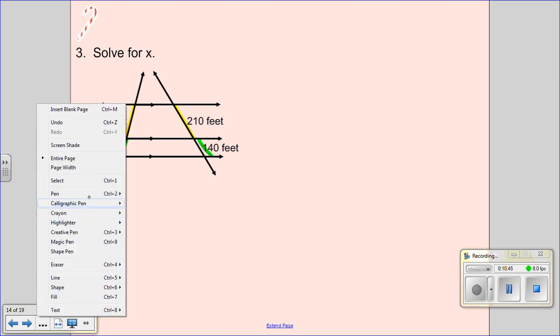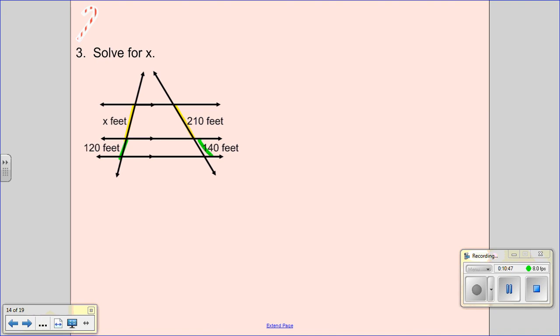In other words, x over 210 is to 120 over 140. Or x over 120 is equal to 210 over 140. Those are your options. Let's finish this problem. With practice, you'll be able to pick up on some of these proportions yourself, and you're going to have to before test day.